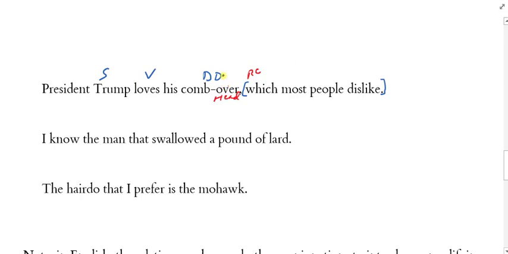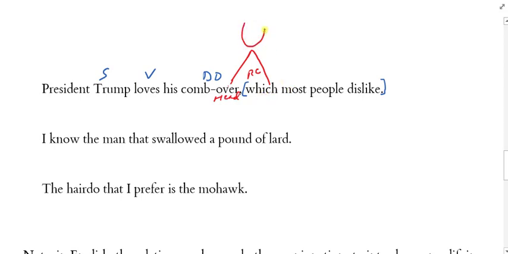As I said, the head and the relative pronoun, in this case which, are co-referential. They refer to the same thing. What does which refer to? Which refers to the comb-over. President Trump loves his comb-over, and most people dislike his comb-over, right? If I replace which with the head, then it would make sense. Most people dislike his comb-over. They don't like his comb-over.